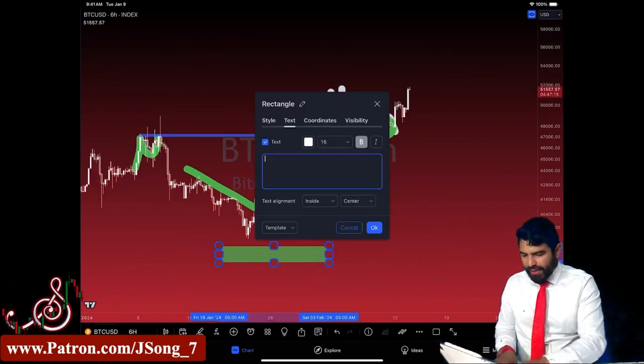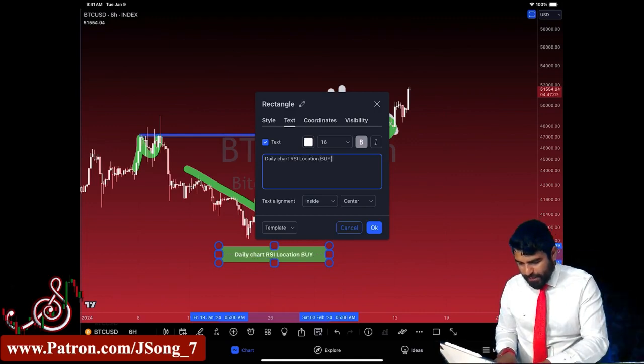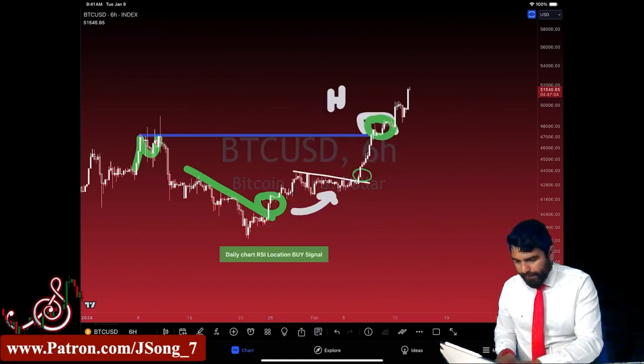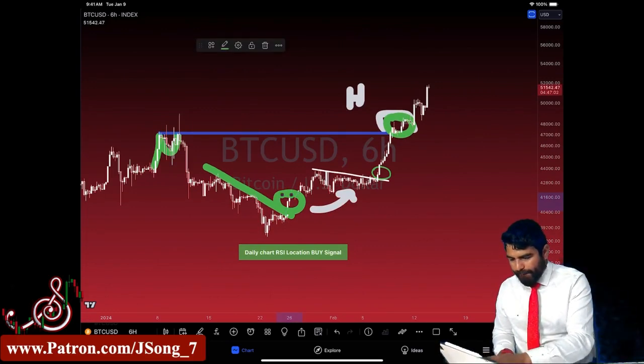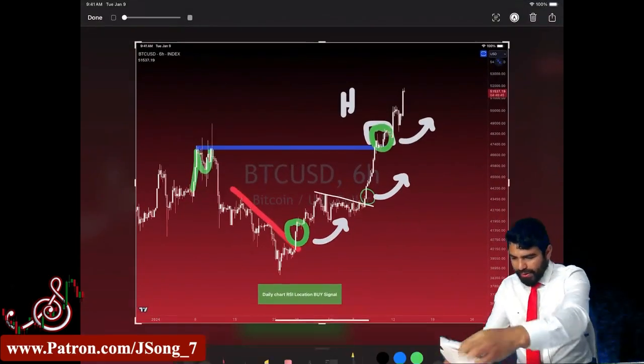Let's type this in right here. This was going to be a daily chart RSI locations buy signal. Things all just like this. Let me mark these on your map.